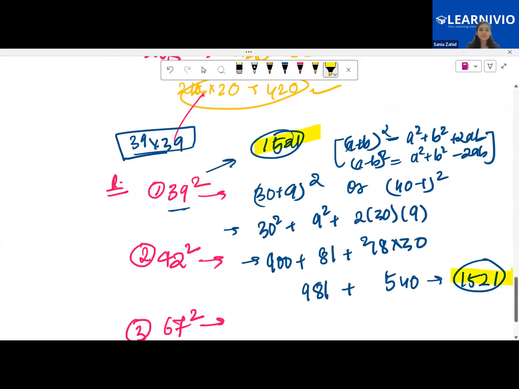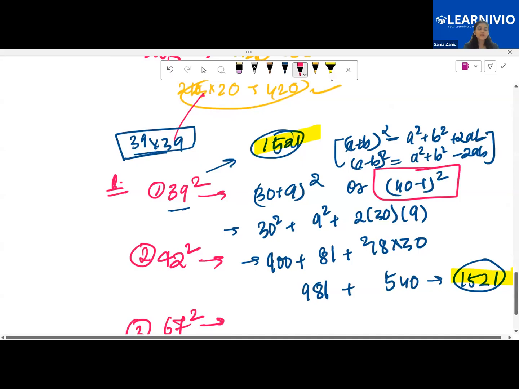Okay, ma'am, you're getting the same answer. Now see, you could have also used this method. Now by 40 minus 1 whole square also you will get the same answer only. Okay? That's one. The second one also.